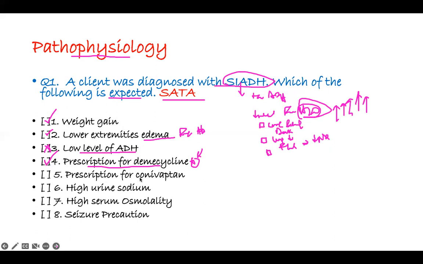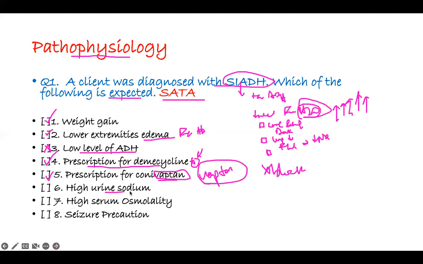Prescription for conivaptan. Look at the last word, vaptan. You don't even have to know the first word. Put this in your head: in patients with SIADH, one of the medications we use is a vaptan. These also go to the kidney and antagonize ADH. So it blocks ADH from absorbing water. So you can use these two medications.